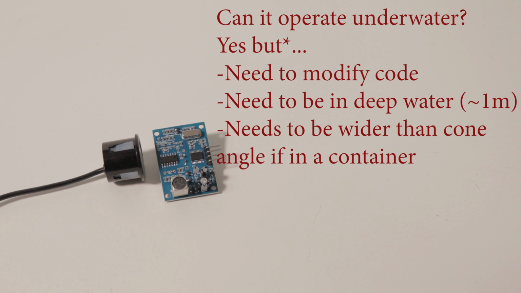The body of water has to be deep enough to not get affected by the blind zone. And then lastly, considering the cone angle, the body of water needs to be wide enough not to get interference.